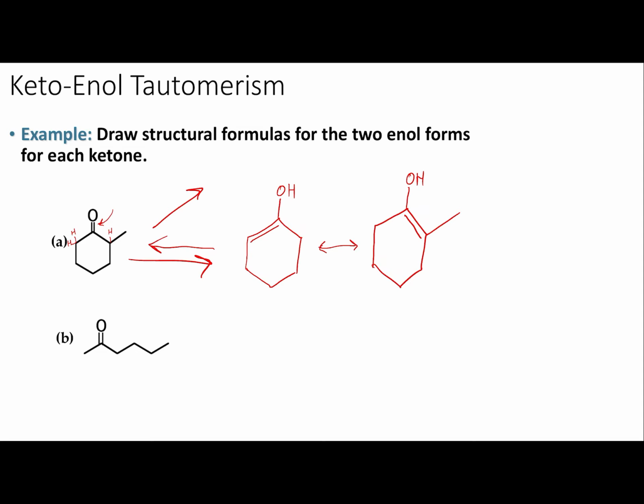For the bottom one, we have 2 directions as well. This guy has 3 hydrogens on it, and this one has 2 hydrogens on it. So these 2 alpha carbons both contain alpha hydrogens. We could get that guy, and we could get the double bond forming the other way.